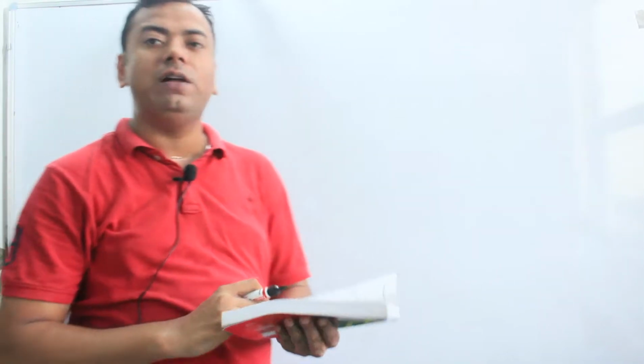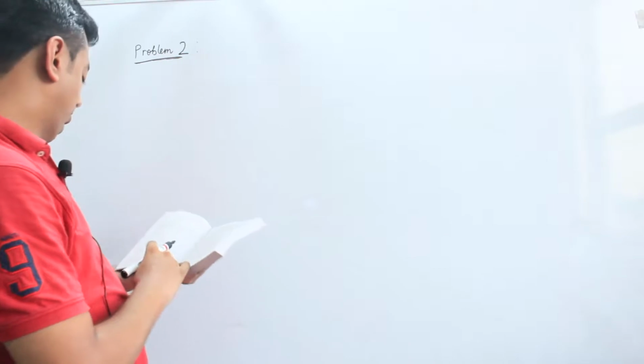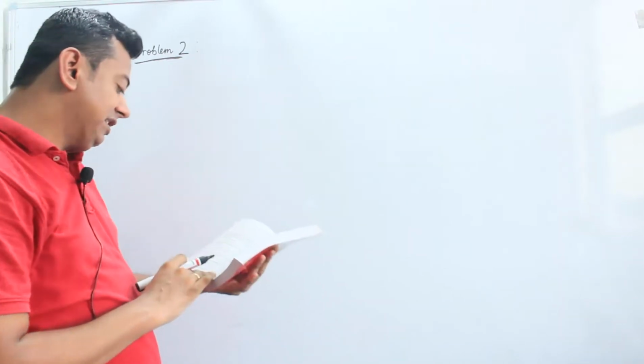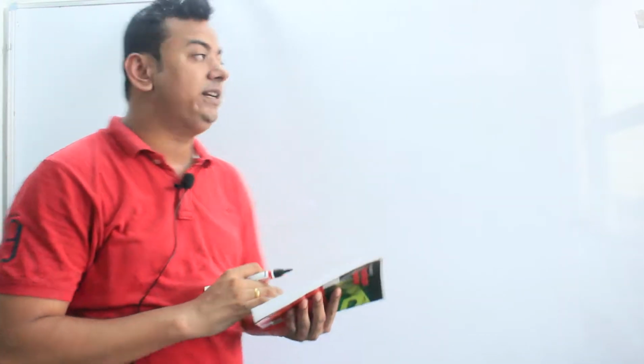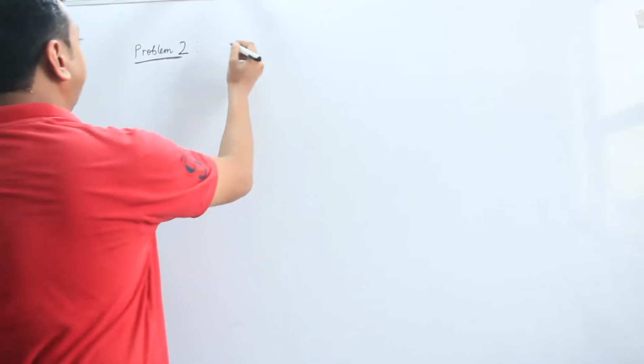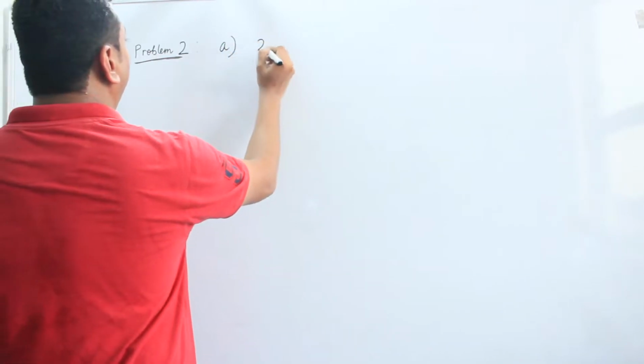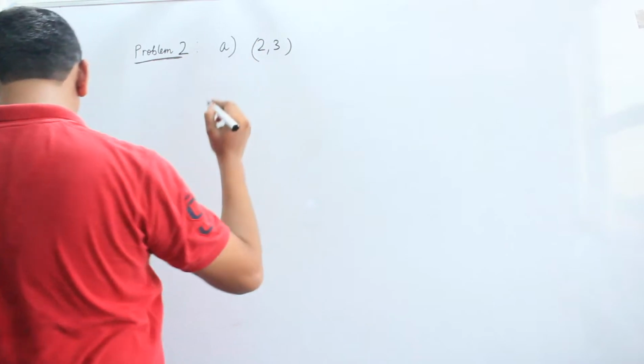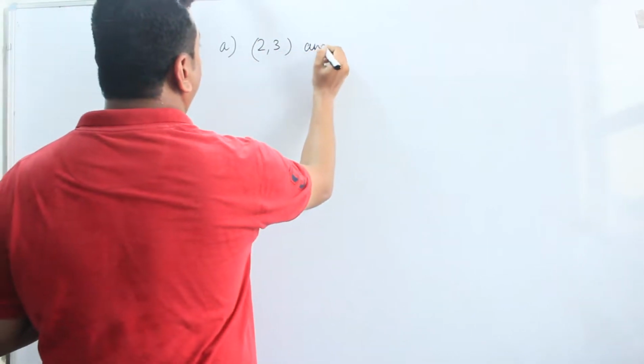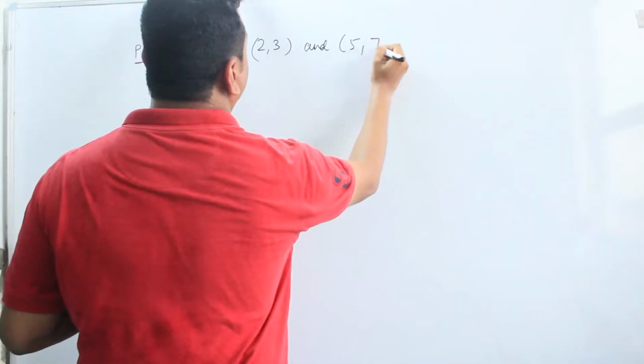So let's start, we'll solve some problems, right? So the problem says find the distance between the following pair of points. So what are the points? 2, 3 and 5, 7.